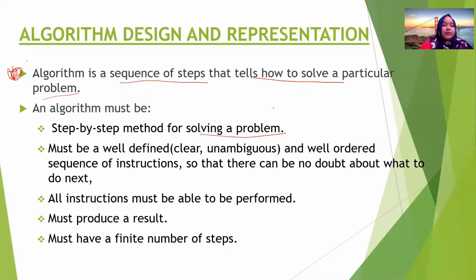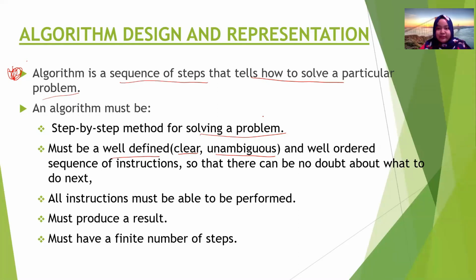Okay, it must be well defined, very important, well defined, clear and unambiguous. Do you know what unambiguous means? It is not hesitant or unclear. That is not allowed. In coding, or in mathematics, you have to be precise and clear. This is the algorithm, a step by step method to solve that problem.